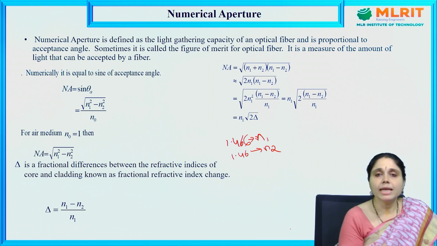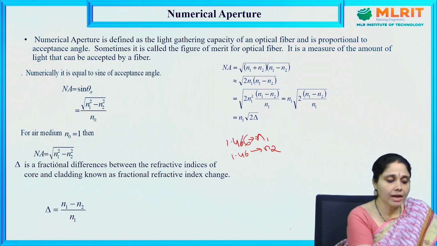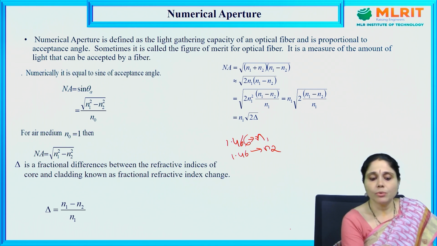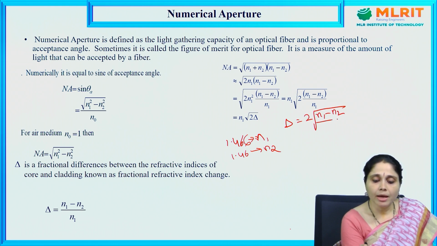Okay, NA is equal to, let us do some calculations. N1 squared minus N2 squared can be written using the formula A plus B into A minus B, so N1 plus N2 into N1 minus N2. N1 plus N2 can be taken as 2N1, and let us keep N1 minus N2 itself. So 2N1 squared, multiplying and dividing by N1, gives N1 minus N2 by N1. Let us keep the N1 outside: N1 times the square root of 2 into N1 minus N2 by N1. This is taken as delta, which is the fractional change.